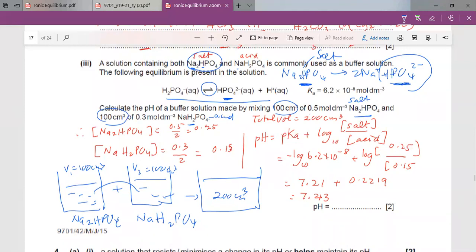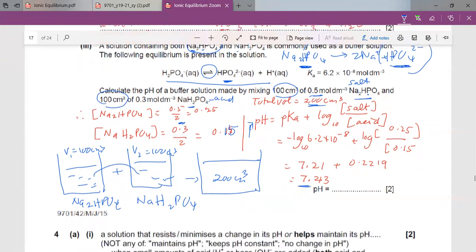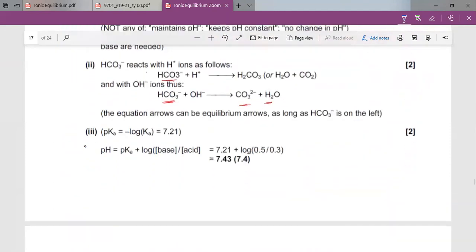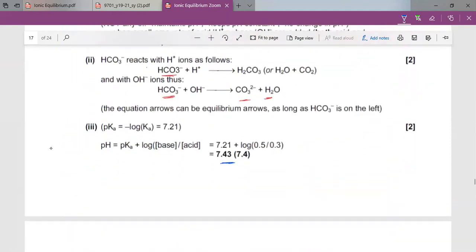So this is the original concentration, 0.5 here, of the salt. So I put 0.5 divided by 2, because it's half, because the volume has increased. And your sodium dihydrogen phosphate is divided by 2 too, so it's 1.5 here, because the total volume is 200. Same thing, you find the pH again using the equation. Put in the pKa, and you get 7.43. Right, so it's very simple, it's all calculations, but you must know the theory.